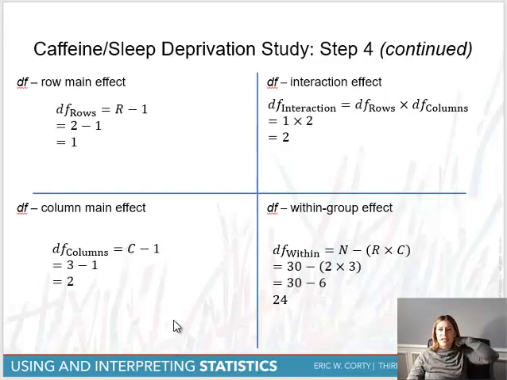So here we have everything. Our row main effect, that is caffeine. So we have 2 levels of caffeine, minus 1 is 1.